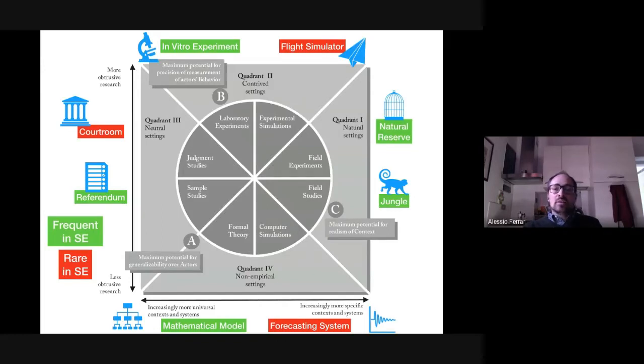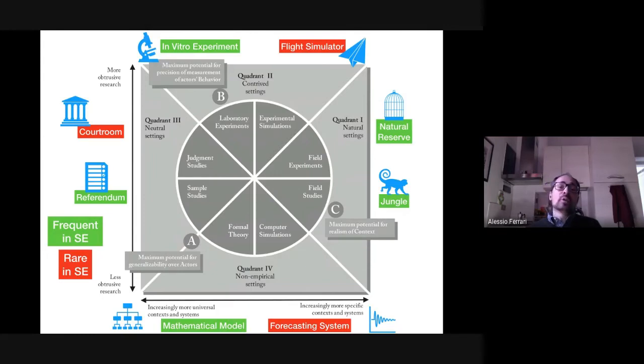Here you see which methods are more frequent in software engineering and which methods are less frequent. So in vitro experiments are very frequent. At the same time, field experiments and field studies are frequent. So there are case studies, experiment case studies. Surveys are quite frequent, not as frequent as in vitro experiments and case studies, but quite frequent. Surveys, and especially mining software repositories now, so sample studies are frequent.